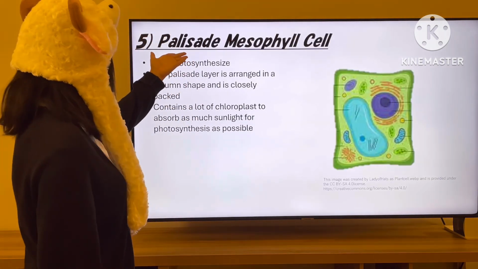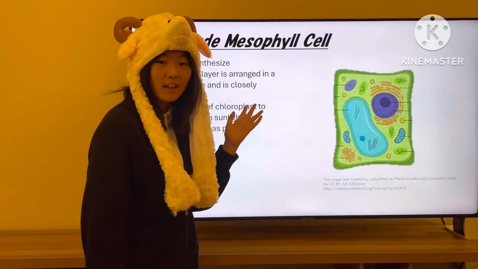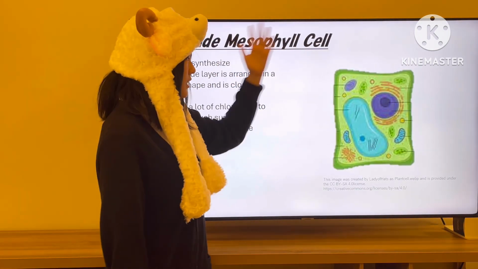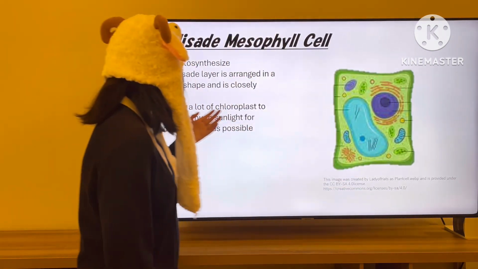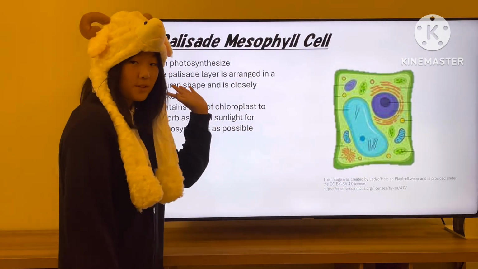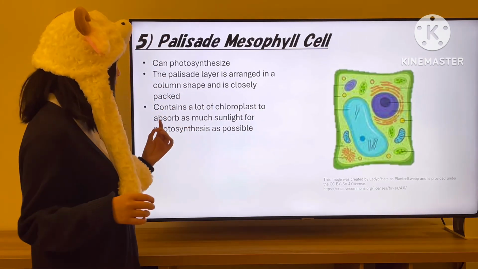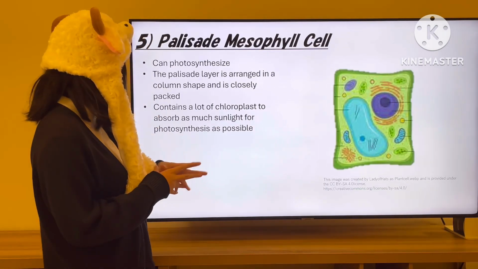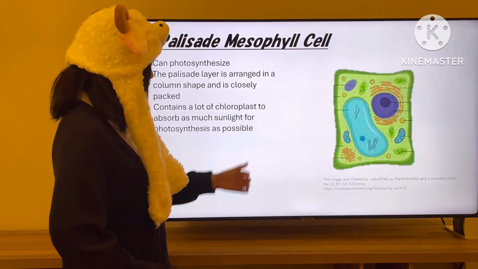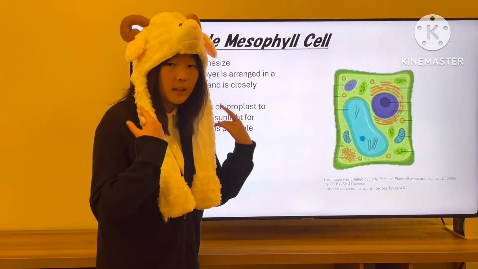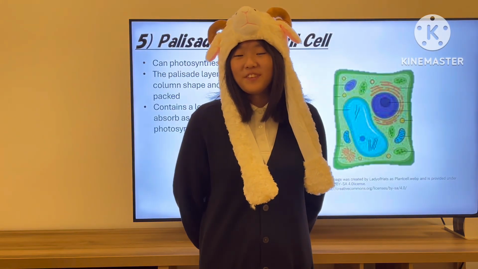And the last example is the palisade mesophyll cell. The palisade mesophyll cell is the basic cell that we use for plant cells, and they can photosynthesize. The palisade layer in a leaf is arranged in a column shape and is closely packed together. It contains lots of chloroplasts, as you can see here, so that it can absorb as much sunlight as possible for photosynthesis. And that is it for today's lesson.